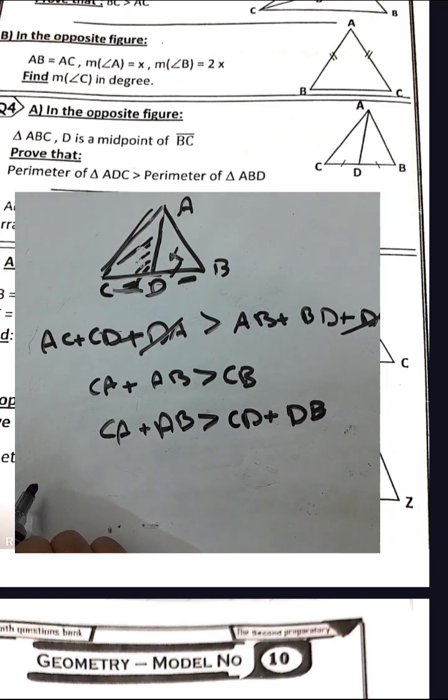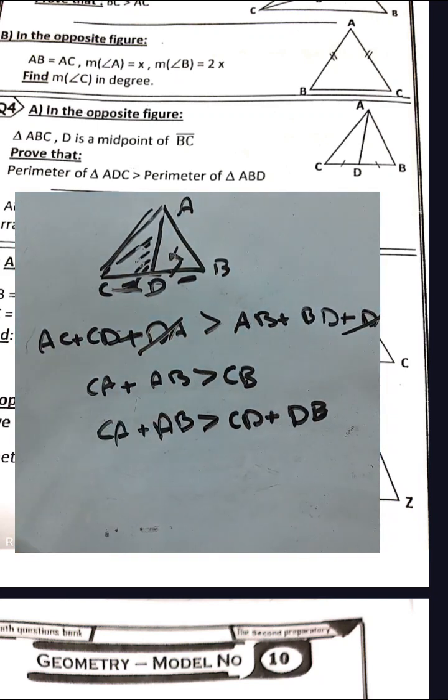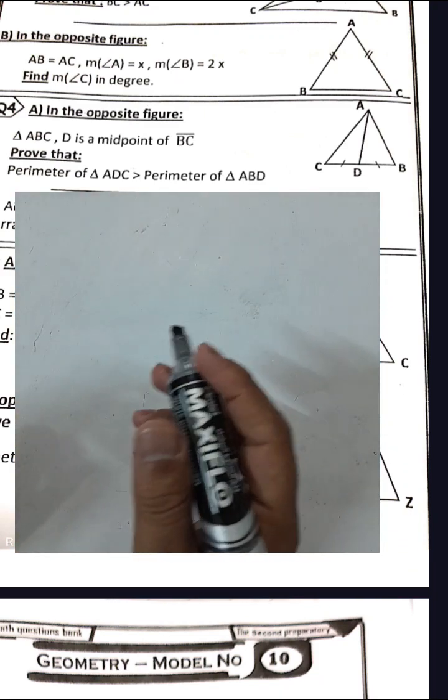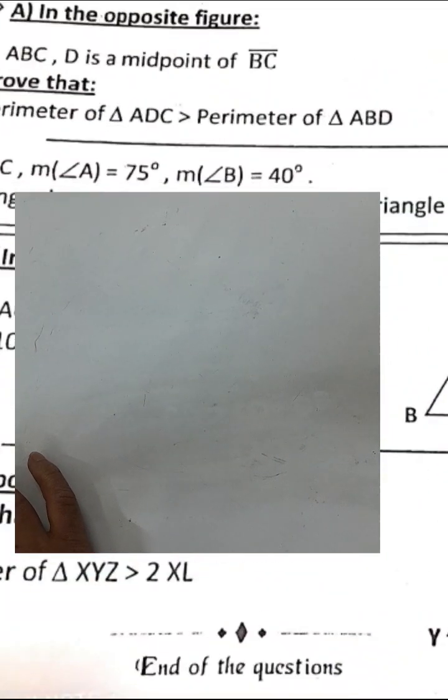We want to find the perimeter here and the perimeter here. No, it's a false example. In this example, we have the solution set: the perimeter of triangle ADC is greater than twice ED. We can cancel this and write twice ED. It's a wrong question. Okay, next question.